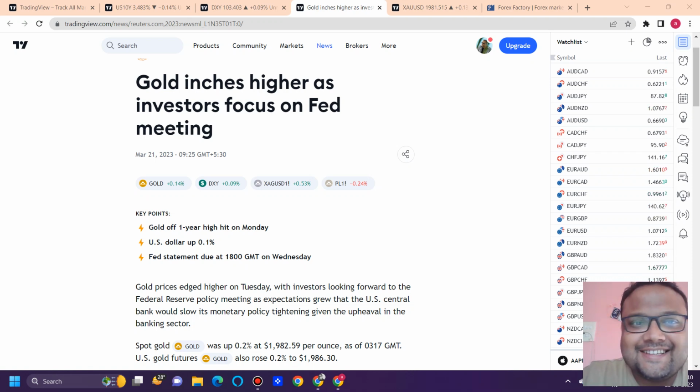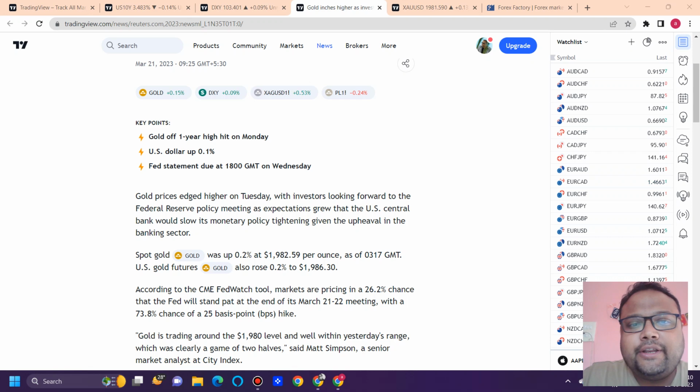So let's get started. As you can see on the screen, gold inches higher as investors focus on the Fed meeting. Gold prices edge higher on Tuesday with investors looking forward to the Federal Reserve policy meeting, as expectations grew that the US central bank would slow its monetary policy tightening given the upheaval in the banking sector.